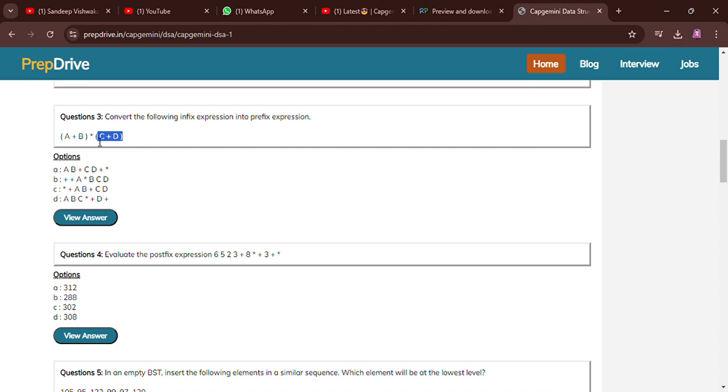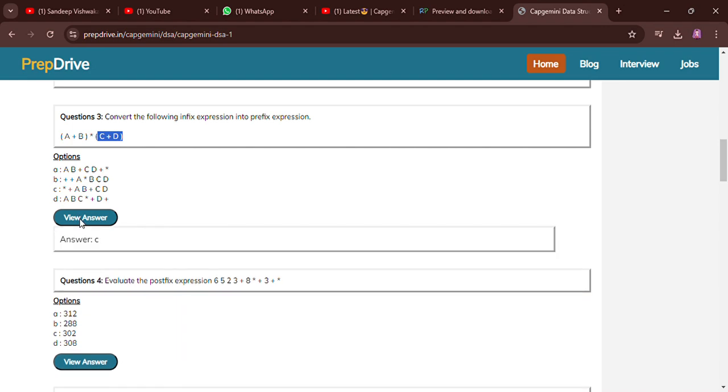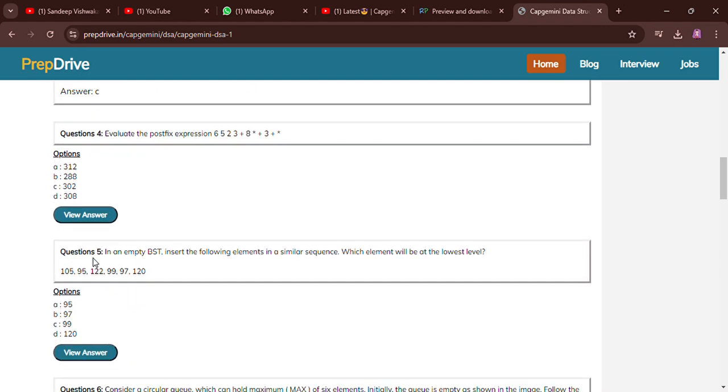And we have plus ab and multiply plus cd. What will be the answer for that? Our operator will come first. So multiply, plus ab, then plus cd. So what will be our answer? The answer is C. So C is our correct answer.